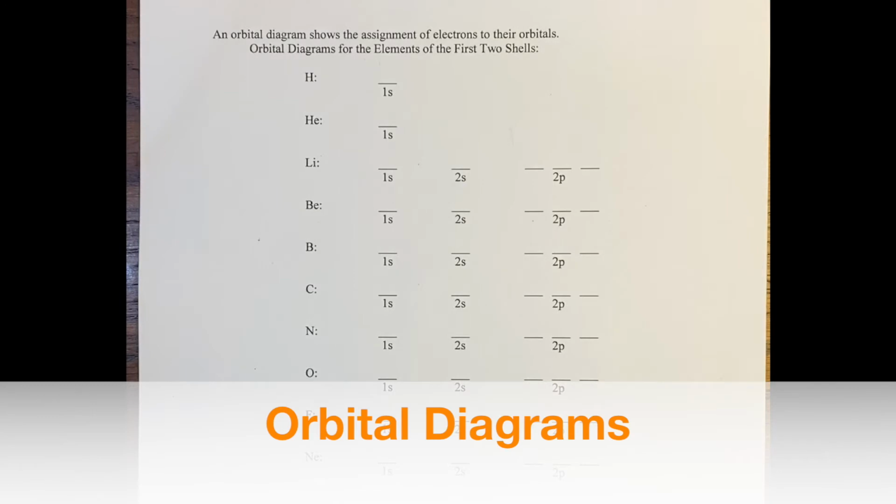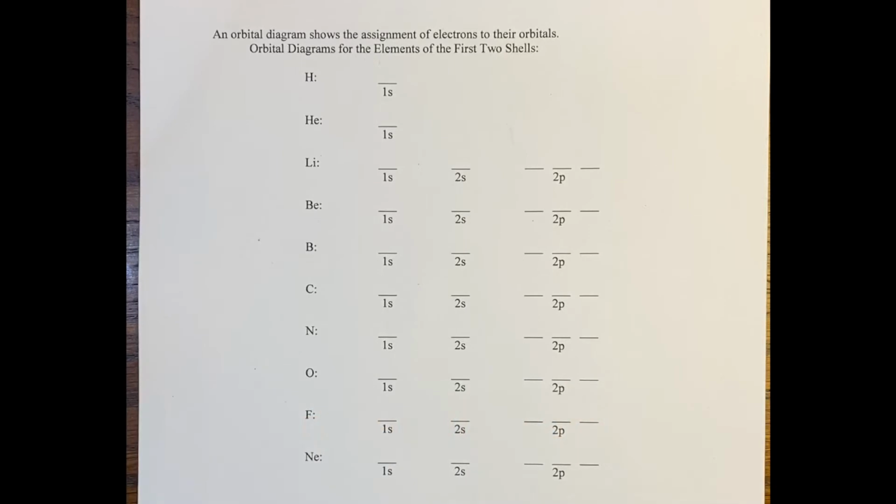So if we look first at the back of the electron configuration handout, we're going to be looking at the orbital diagrams for the atoms. This means that we're going to be looking at the specific assignment of the electrons to orbitals for the atoms. So hydrogen. As a neutral atom, hydrogen has one electron.